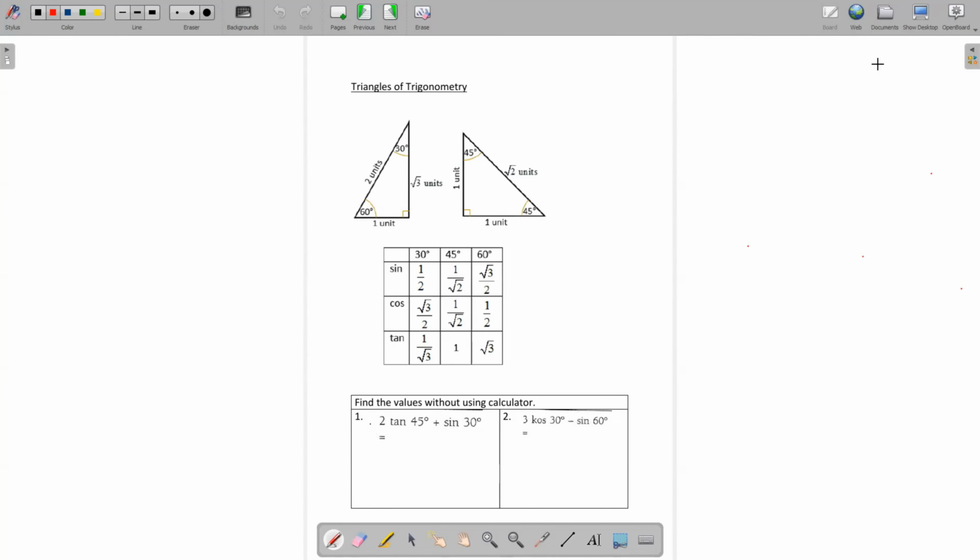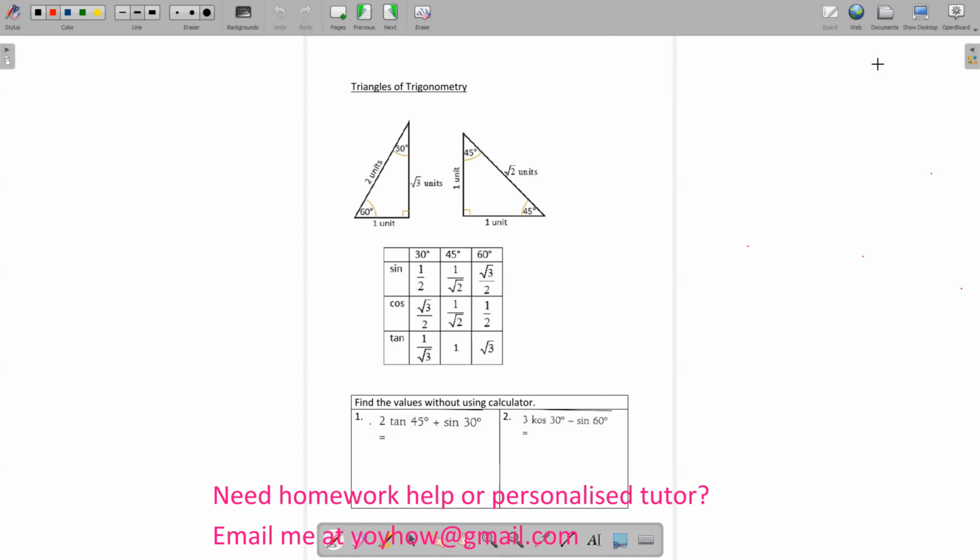Okay, we will go to the second part of this chapter. Today we will look at triangles of trigonometry. In trigonometry, we have two types of triangle. The first type has angles of 30 degrees and 60 degrees, with sides of 1 unit, √3, and 2 units.